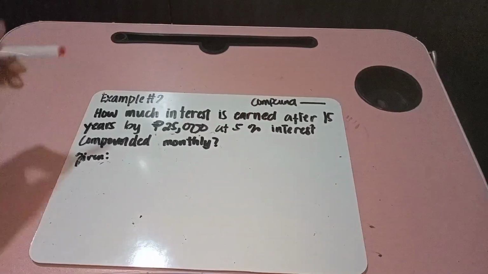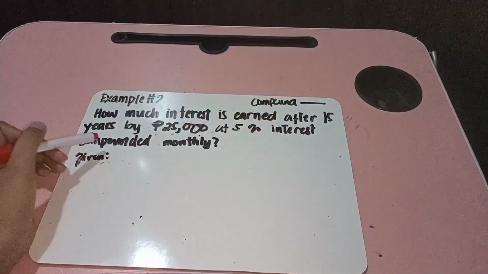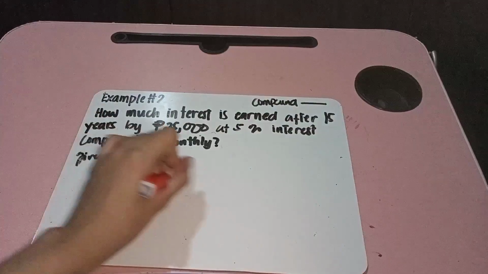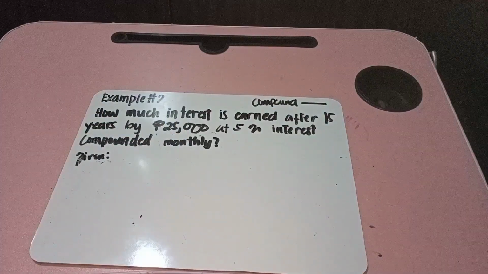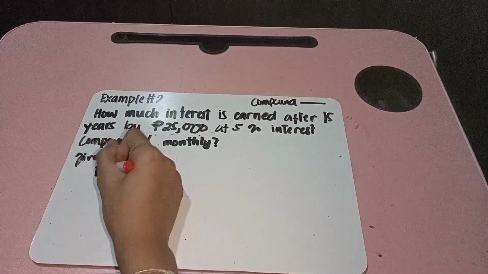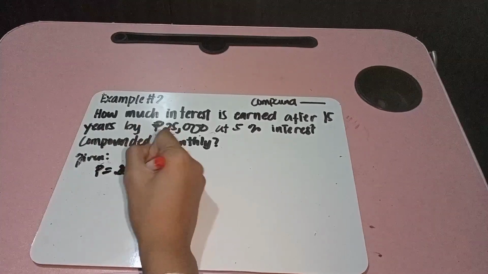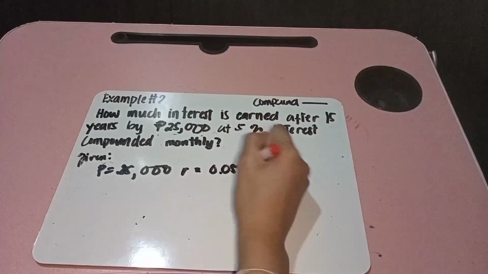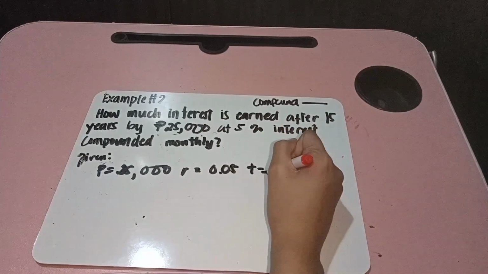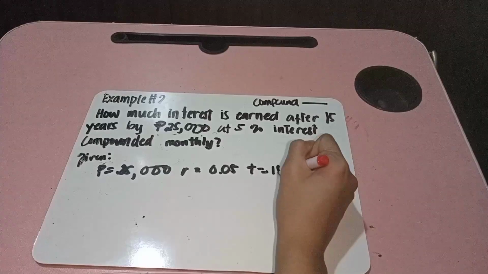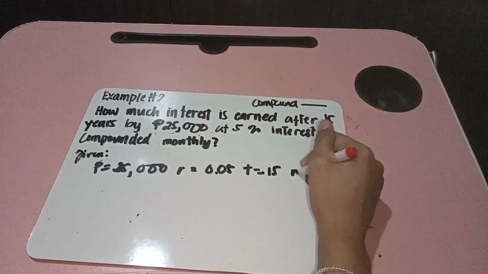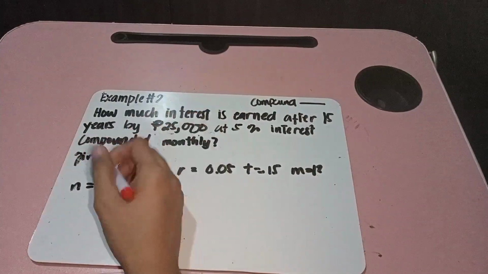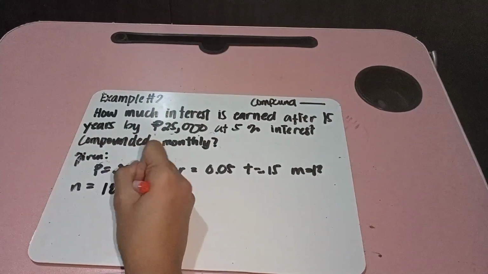Example number 2. How much interest is earned after 15 years by 25,000 at 5% interest compounded monthly? So here we have the given of principal, which is 25,000. R is equals to 0.05. T is equals to 15. M is equals to 12, while N is equals to 180.